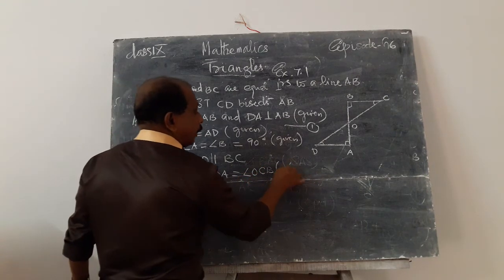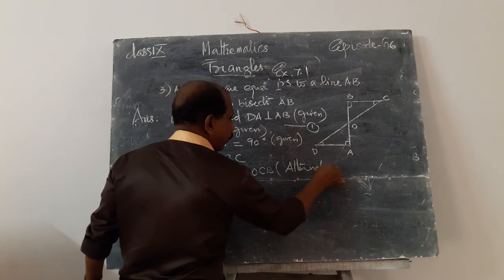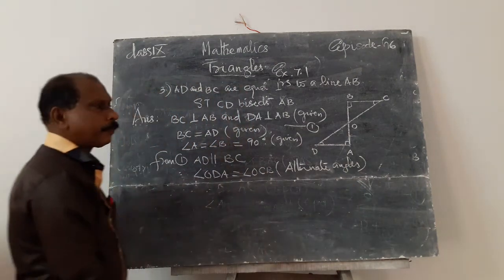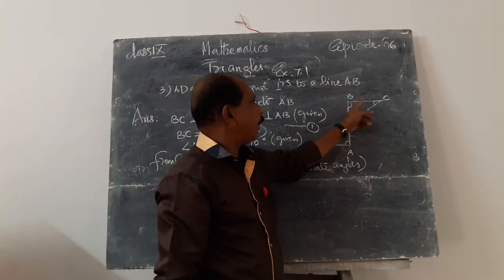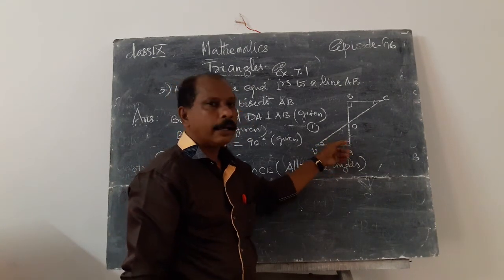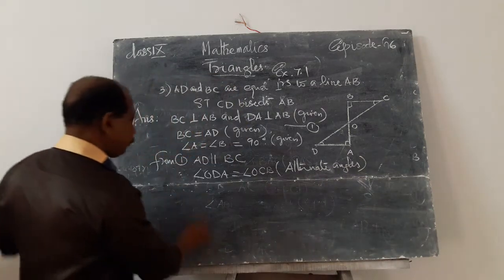That is alternate angles. That is the result. They are equal. That means angle side angle. Angle side angle. That is the ASA criteria.